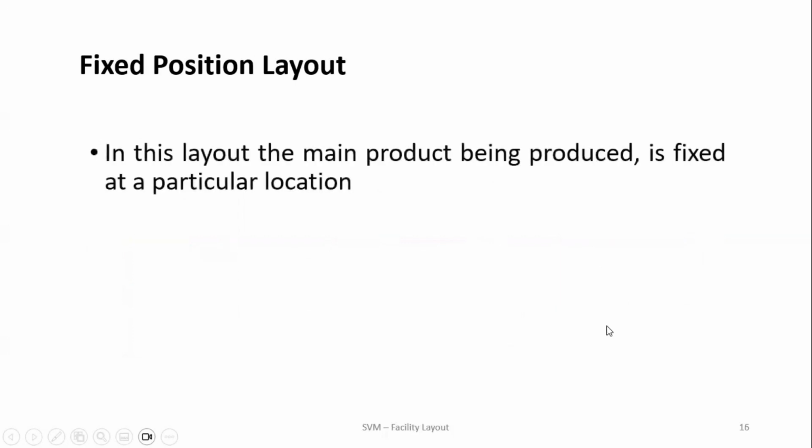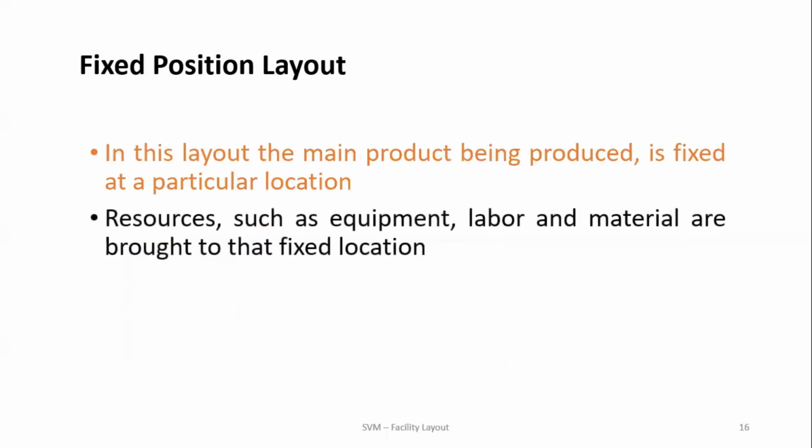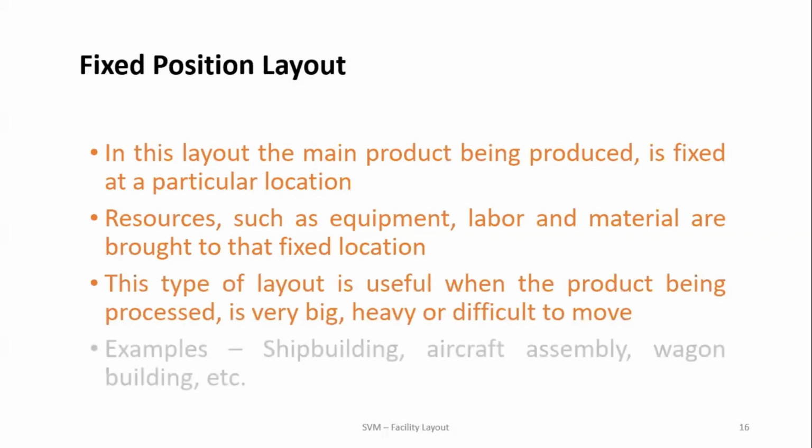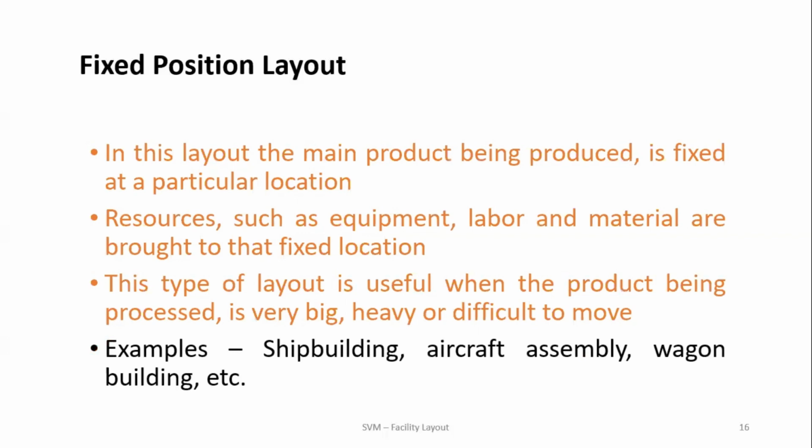So in this layout, the main product being produced is fixed at a particular location. Resources such as equipment, labor, and material are brought to that fixed location. This type of layout is useful when the product being processed is very huge, very big, heavy, or difficult to move. Examples we saw: shipbuilding. Apart from that, aircraft assembly, wagon building, etc. are some of the examples for fixed position layout.